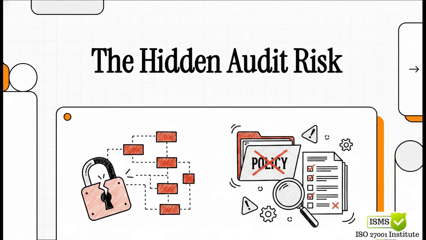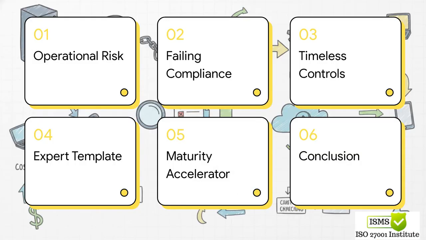Because, let's be real, if you think your network is secure just because you have a policy gathering dust somewhere, you're absolutely going to want to pay very close attention to this one. Here is our roadmap for today. We'll start with the hidden operational risk, look at failing the compliance audit, cover the timeless policy controls, introduce the premium expert template, dive into the maturity accelerator, and finally, wrap up with a quick conclusion.